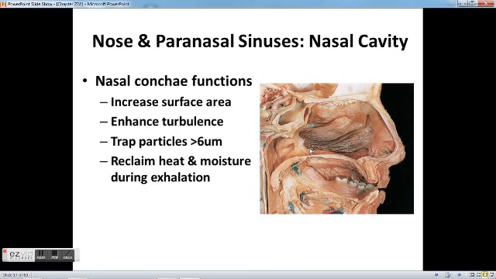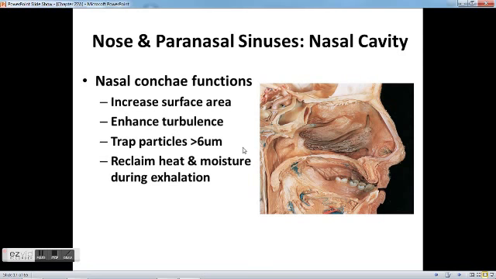Now, it is going to increase surface area as well. Because this raised area, we have more surface on which that respiratory mucosa can be, so we have more of those mucus-producing cells. It does enhance turbulence. It can trap big particles.